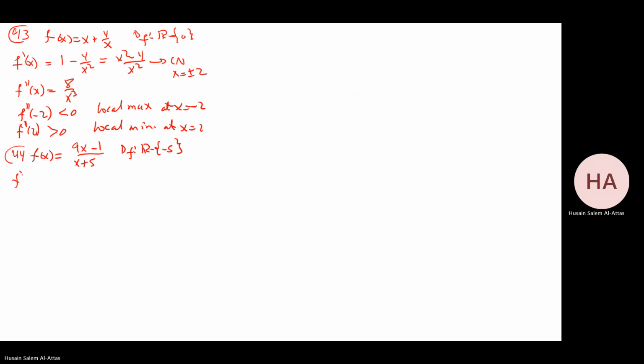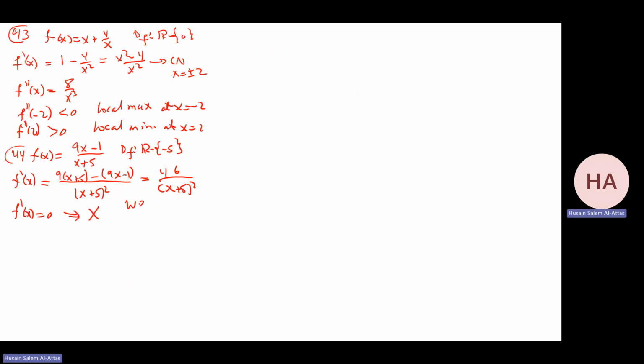F prime will be what? It will be 9 times x plus 5 minus 9x minus 1 over x plus 5 squared, and that will be 46 over this. So f prime equals 0 gives me nothing, so we cannot apply it. No critical number, actually. No critical number.